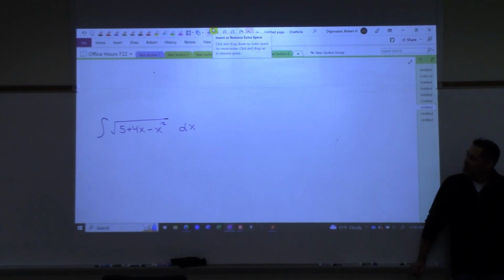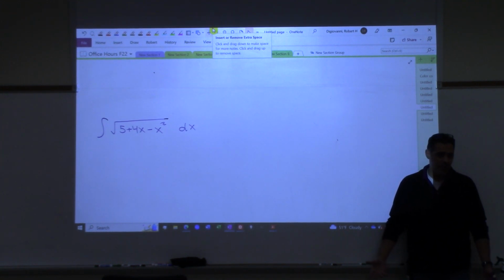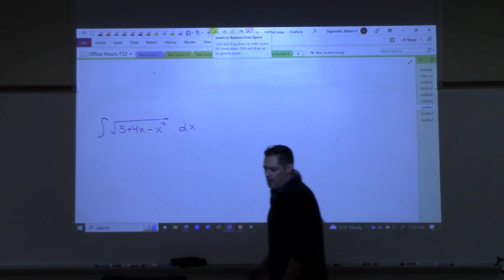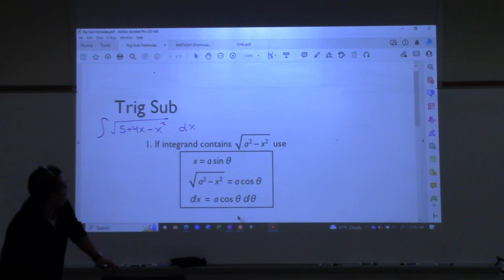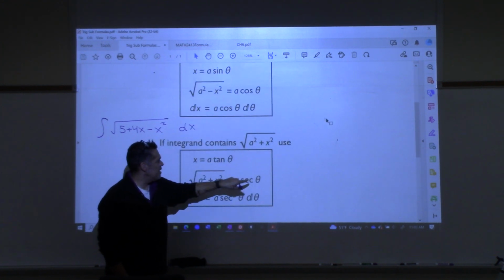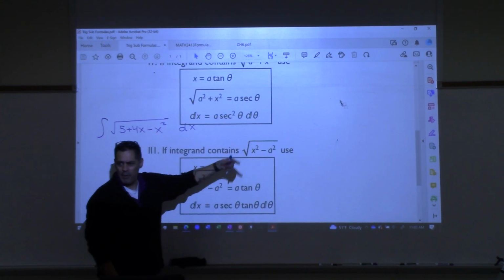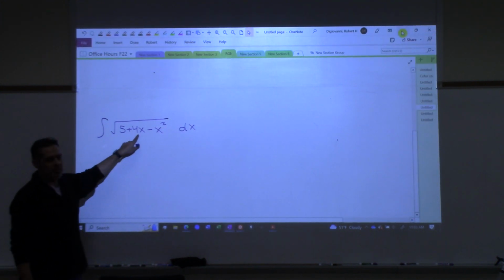Okay. So look at this thing and you go, well, I don't see anything I can do as far as a basic u-sub. Integration by parts? You do see a square root, so maybe trig sub. But we would need one of those three forms: the square root of a squared minus x squared, the square root of a squared plus x squared, or the square root of x squared minus a squared. The issue is that we have that x term in the middle.